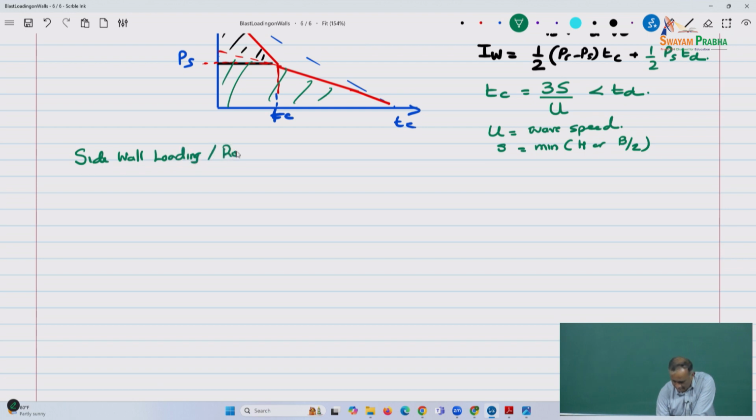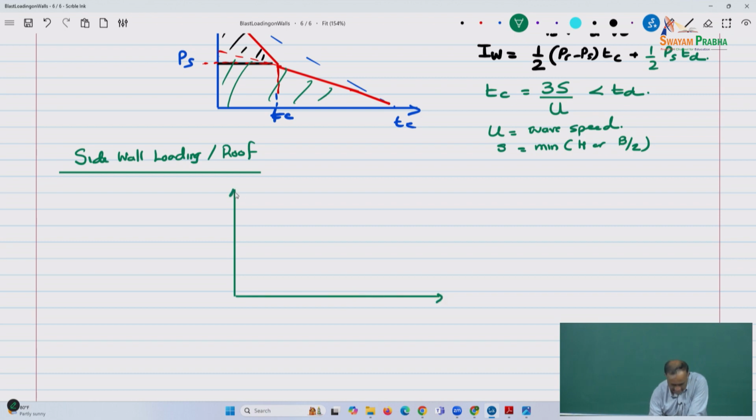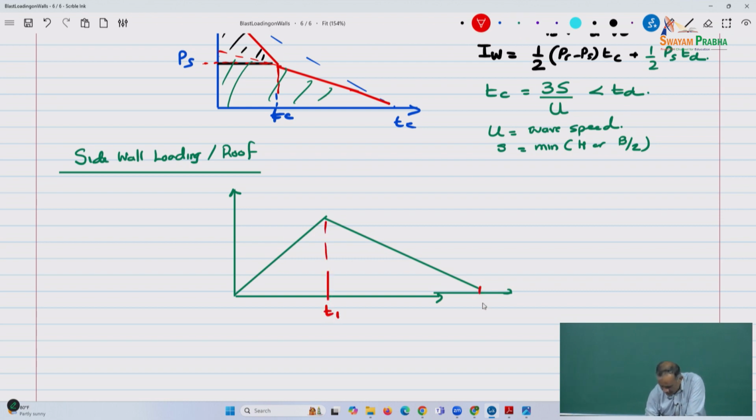Then the sidewall loading or the roof is again similar. You have here now, but now you have 2 times. You have T1 and T2, and this is PA.